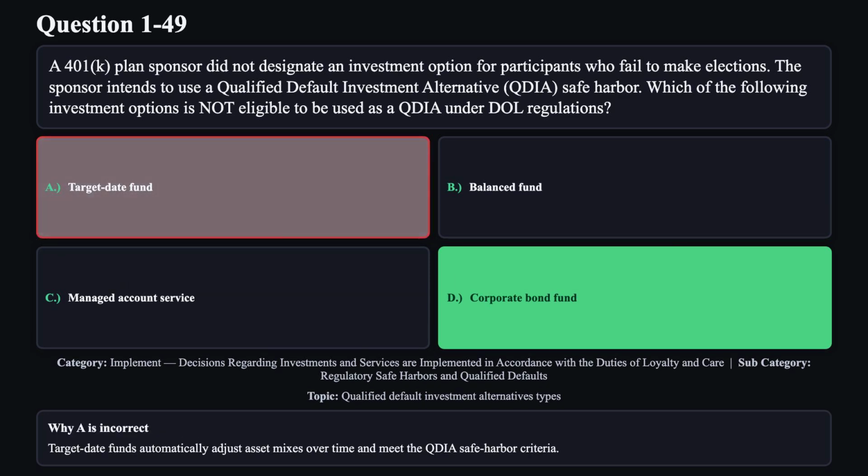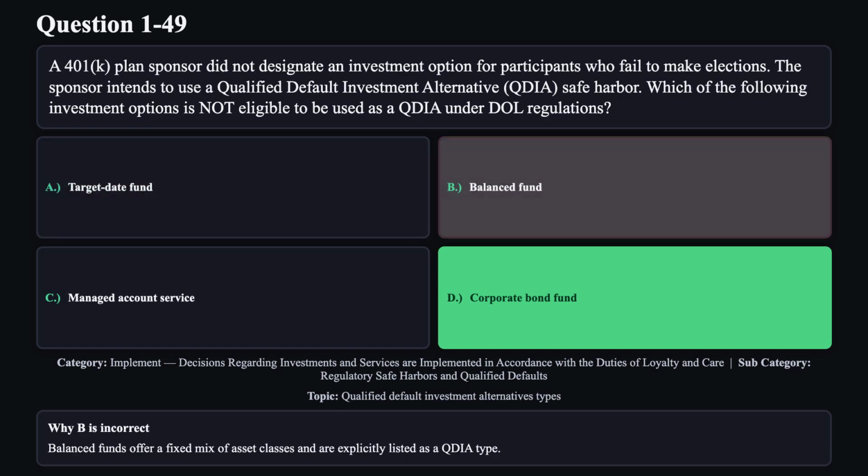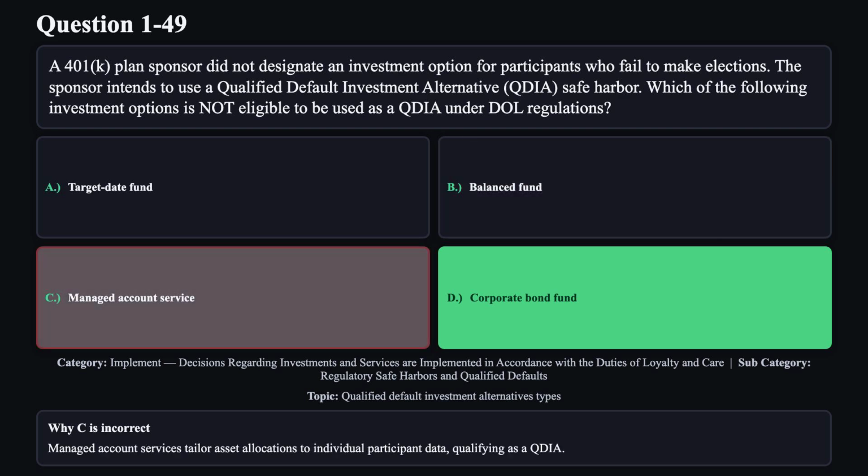Reason A is not correct. Target date funds automatically adjust asset mixes over time and meet the QDIA safe harbor criteria. Reason B is not correct. Balanced funds offer a fixed mix of asset classes and are explicitly listed as a QDIA type. Reason C is not correct. Managed account services tailor asset allocations to individual participant data, qualifying as a QDIA.